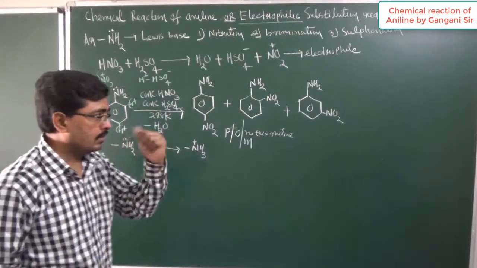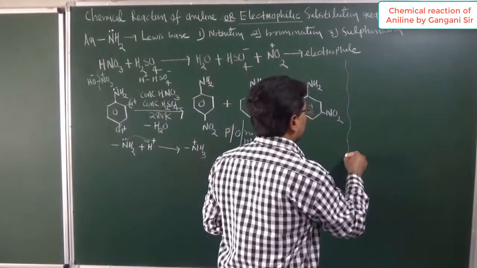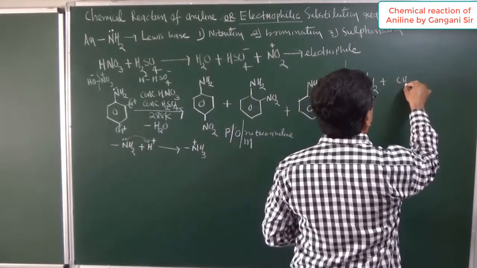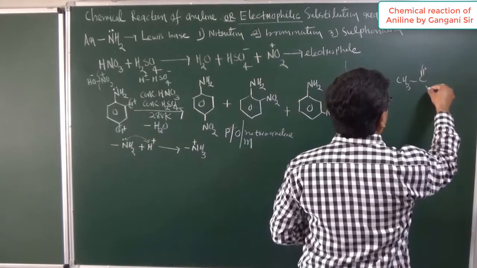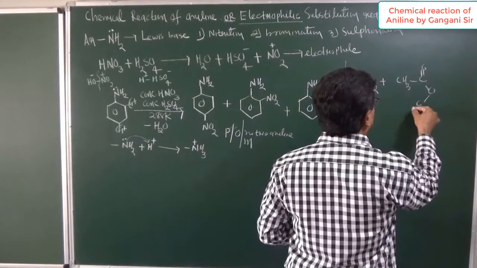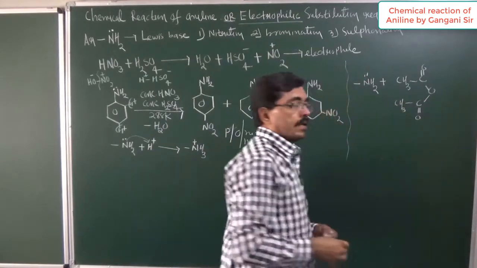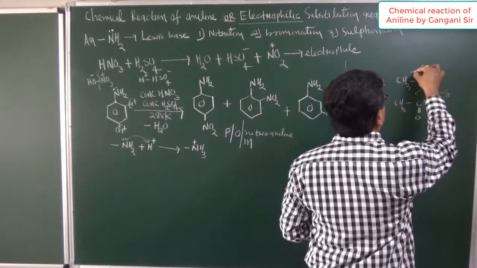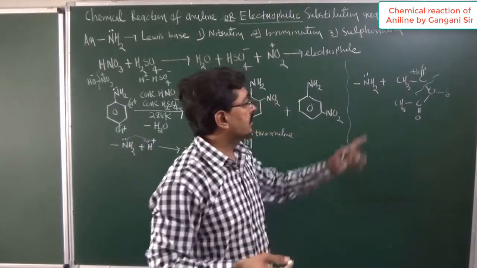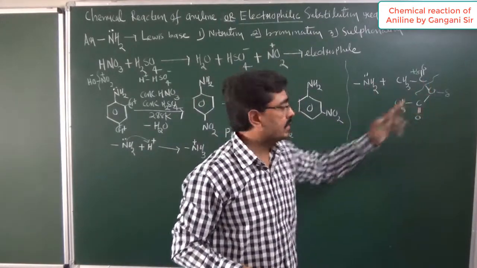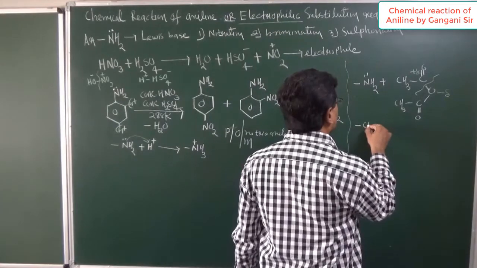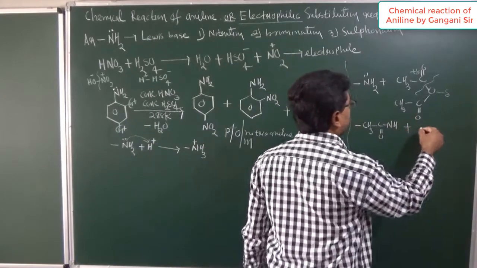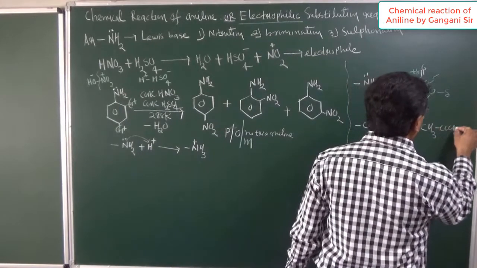How can I block it? Suppose this amino group is allowed to react with acetic anhydride. This is the structure of acetic anhydride. If amino group reacts with acetic anhydride, then here oxygen has a partial negative charge, carbon has a partial positive charge, and H reacts with this aceto group. So I will get two things. First I will get CH3, C double bond O, NH, means amide linkage I will get, and the byproduct will be acetic acid.